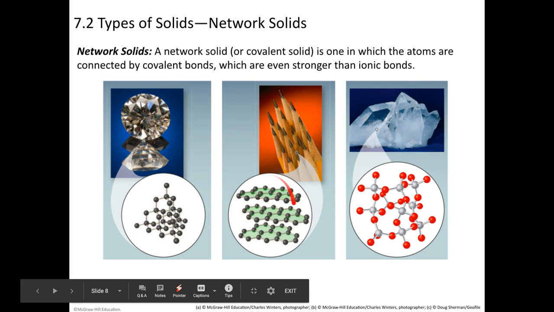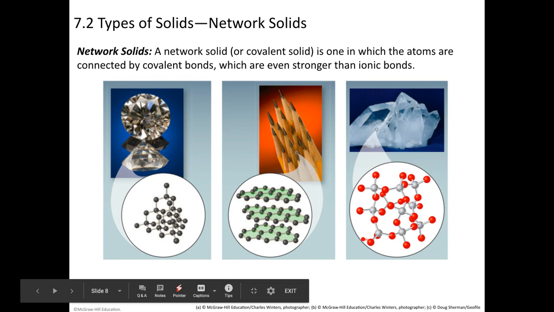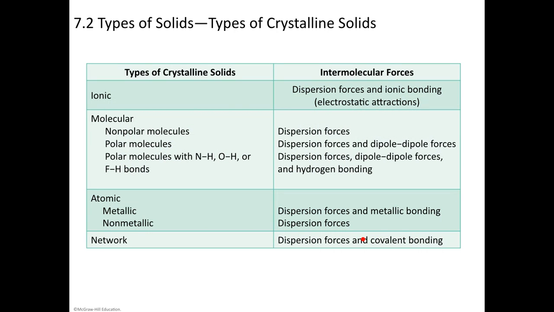So is graphite in the pencils that you write with. However, there's a big difference here because these are connected a little differently, and so graphite is not as hard as diamond, but they're made of the same thing, connected differently. And this, I believe, is quartz, which can form a network solid as well. So this just highlights the types of crystals and the types of intermolecular forces.